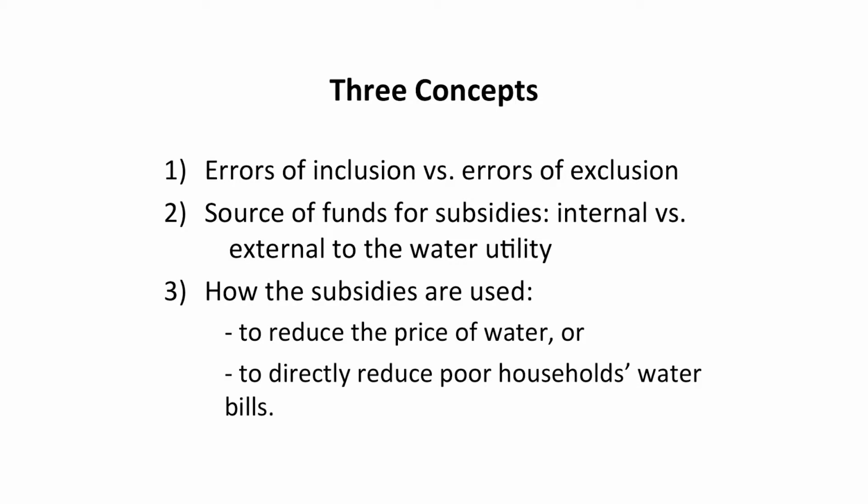The first concerns 2 types of targeting errors that one can make when delivering subsidies: errors of inclusion and errors of exclusion. The second concerns the source of funds to pay for subsidies, whether these funds come from outside or inside the water utility. And the third concept addresses how these subsidies are used to assist poor households, whether they are used to reduce the price of water or are delivered to poor households directly to reduce their water bills.